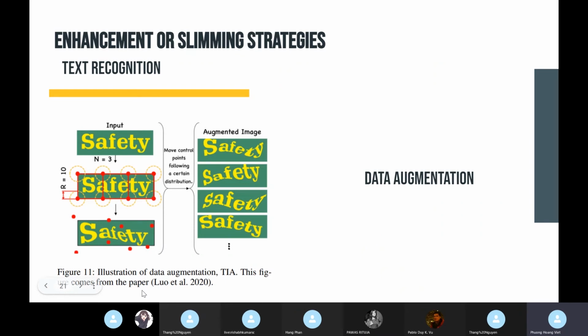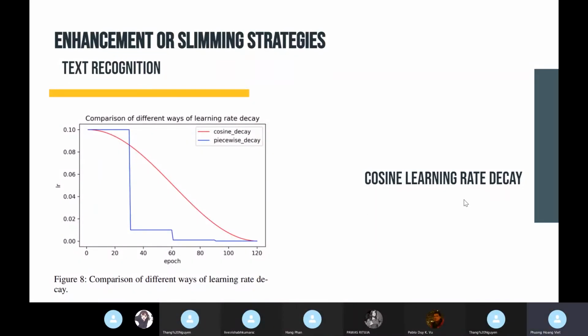Besides the data augmentation I talked about in the second part, which is often used in text recognition, another paper introduces an effective data augmentation method for text recognition. So the two augmentations together can make it better. And here is the table from the paper. The cosine learning rate decay is also used in the text detection.